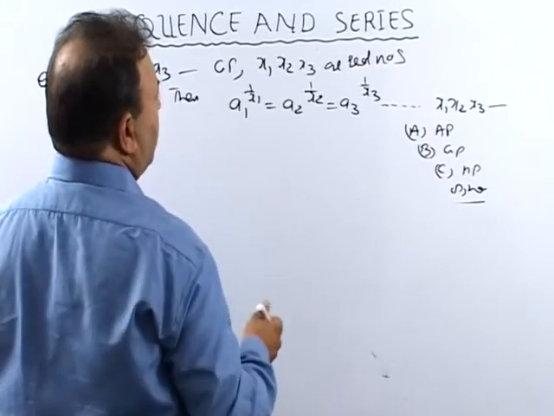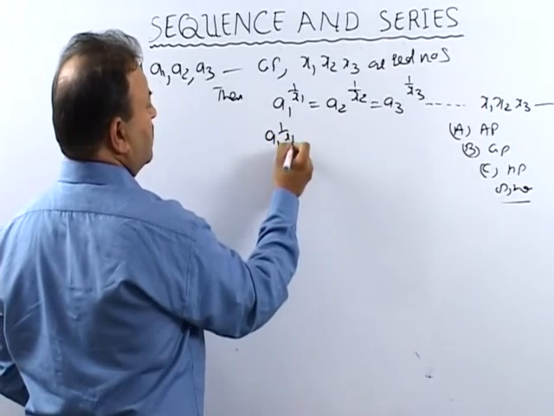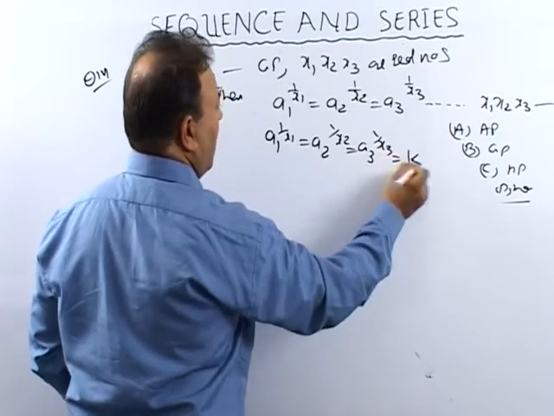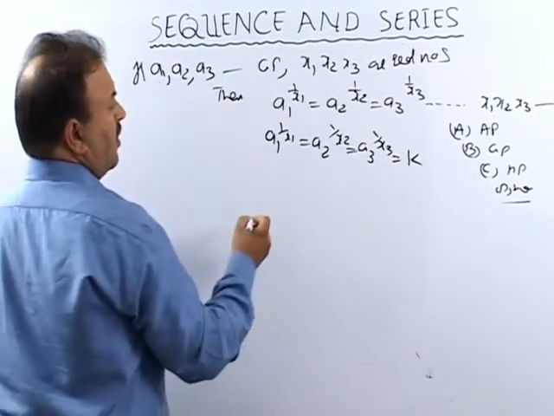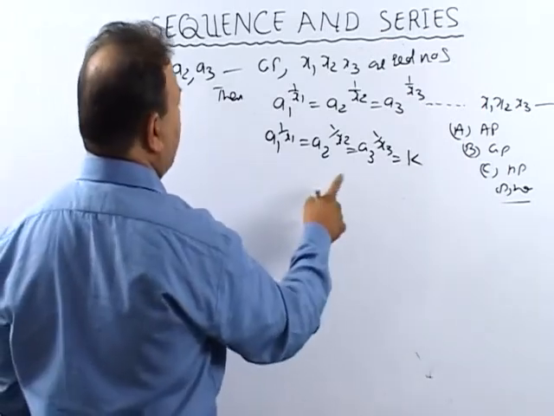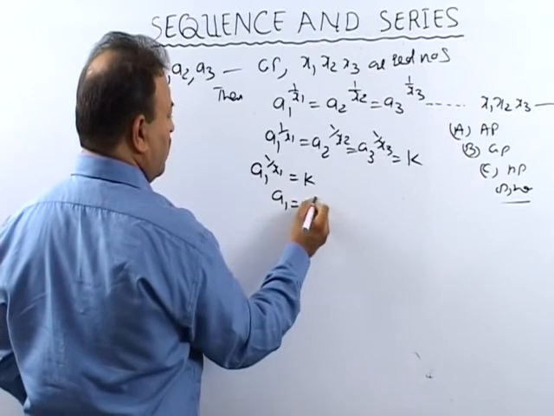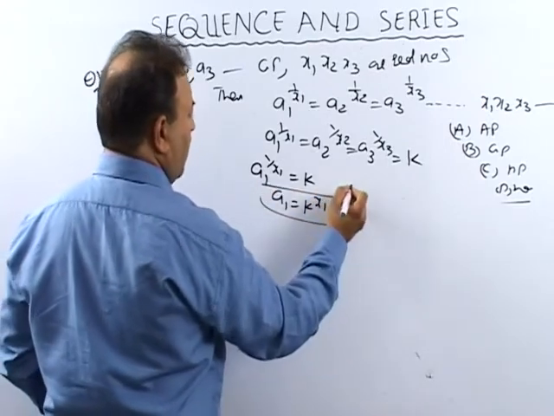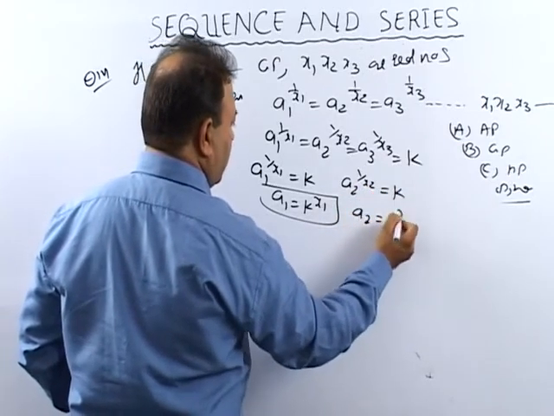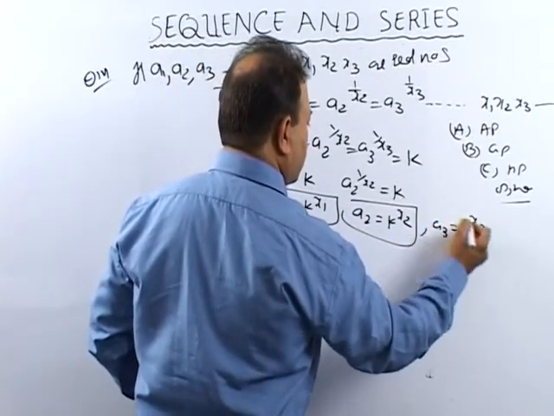Now this ratio has been given. So what do we do? I just take three numbers only: a1 to the power 1 over x1, a2 to the power 1 over x2, a3 to the power 1 over x3. I take the equal ratio as k. Now we can do it both ways. We can find the value of a1: a1 to the power 1 over x1 is equal to k, so a1 is equal to k to the power x1. Here a2 to the power 1 upon x2 is equal to k, so the value of a2 will be k to the power x2. Similarly, I can say the value of a3 is k to the power x3.